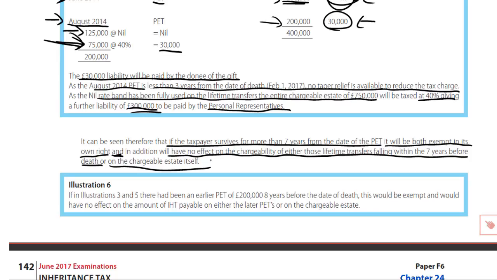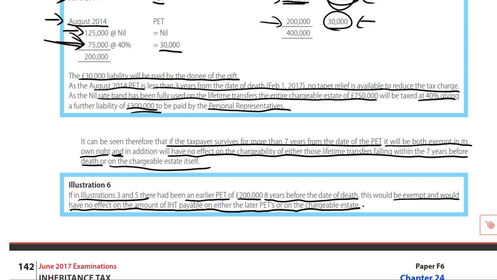Yes, this is a cumulative donor-based tax, but when we're looking at the PETs, we're only interested in those that fell in the 7 years before the date of death. Just to make sure we've understood that point, if we now say that in illustrations 3 and 5 that we've been working with, there had been an earlier PET of £200,000, it being 8 years before the date of death, then that would be exempt and would have no effect on the amount of IHT payable on either of the later PETs or on the chargeable estate.